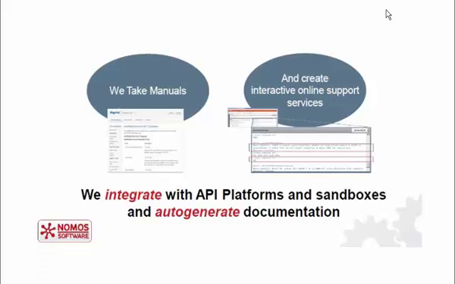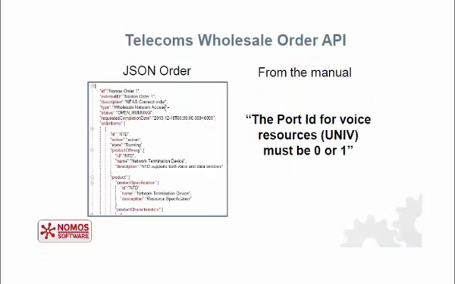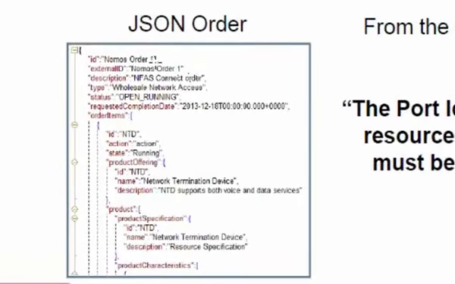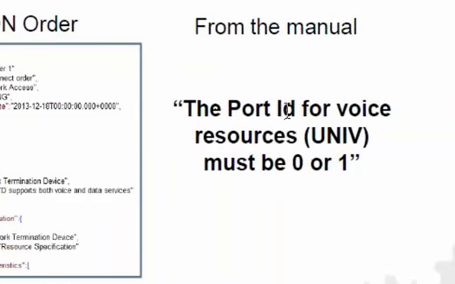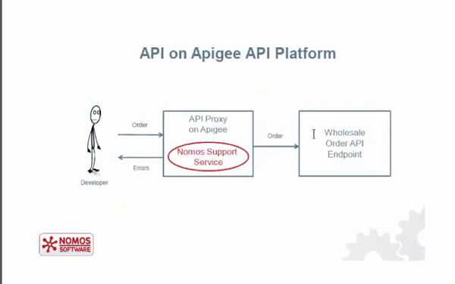Let's see some examples. Look at a telecoms wholesale order API. Here's a JSON request for an NFAS connect order. The manual says that the port ID for voice resources must be 0 or 1.